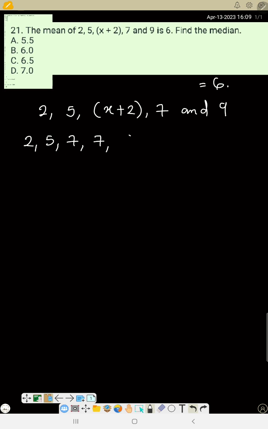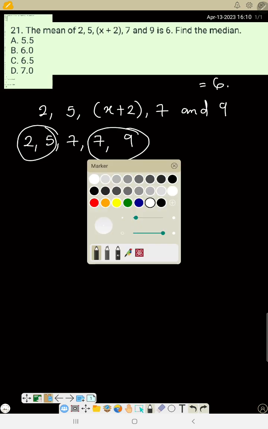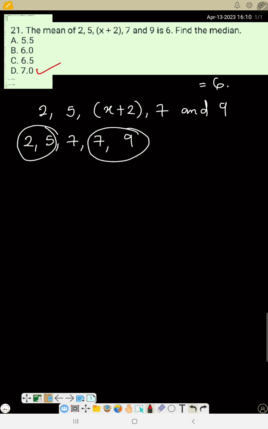Then 7, 9. So what is the median? If you arrange the numbers, it's arranged already from lowest to highest. So count 2 this way, 2 this way. So the middle number is 7. So that means the median is 7. So the correct answer is 7. So median is the middle number. So D is correct.